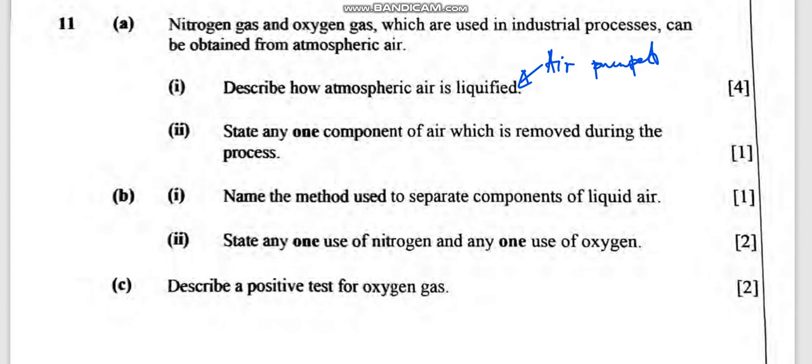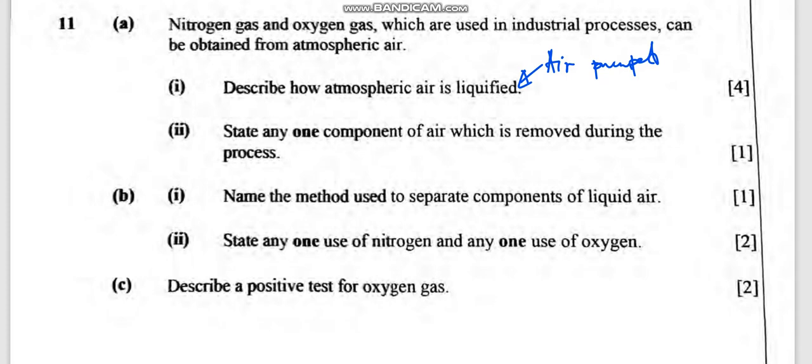And what is the purpose of the filter? The filter is there to remove things like dust. So the filter is very important for removing dust particles. So number 1, the air is pumped into the plant and it is passed through the filter where dust particles are removed. That's stage number 1.